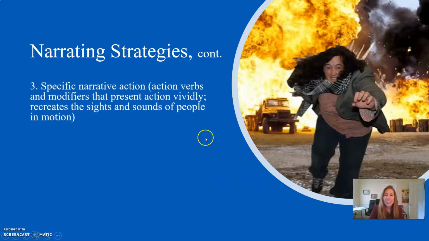The third one, so you can tell by my dramatic picture here on the slide, specific narrative action. This means you are using action verbs, and action verbs are words that show people or things doing something. So you use action verbs and modifiers or describing words like adverbs that present action vividly. In other words, you are trying to recreate the sights and sounds of people in motion.